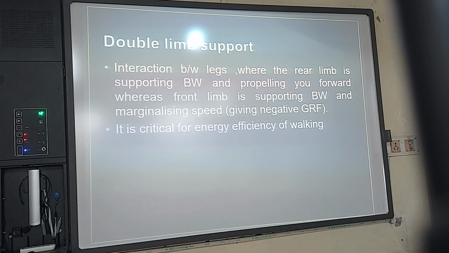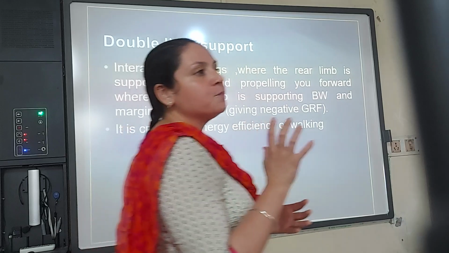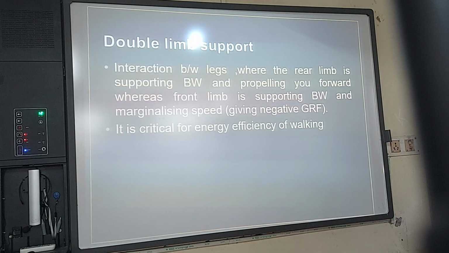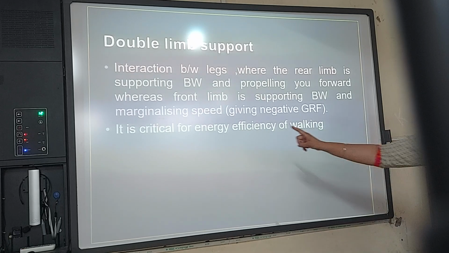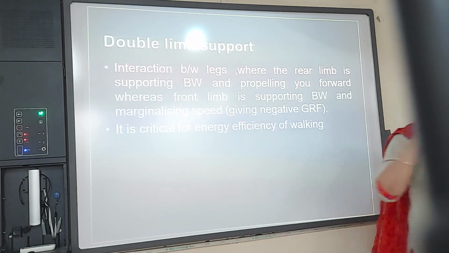Why this is happening is, it is all the play of center of gravity. We don't want our center of gravity to shift. If it shifts very drastically, the chances of loss of balance will be more. We will fall. So it is normal body mechanics that if one is propelling you forward, the other will moderate it. That is, slow down, so that there is minimum vertical or horizontal displacement of the COG. Do you get it? Fine. That is why it is critical for the energy efficiency of gait.